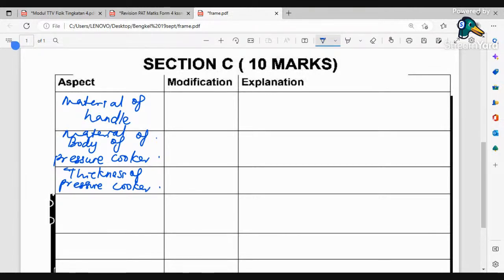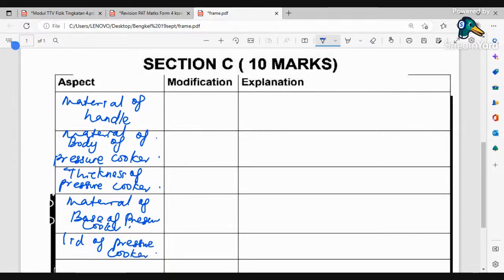Okay, and then we can put material of base of pressure cooker. Okay, and lid of pressure cooker. 1, 2, 3, 4, 5. Okay, so I have listed here 5 properties.